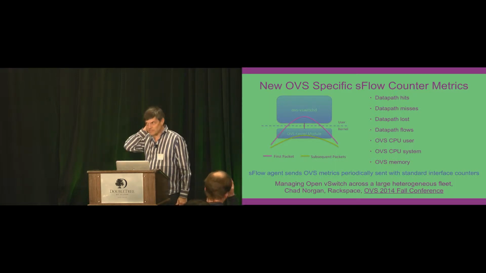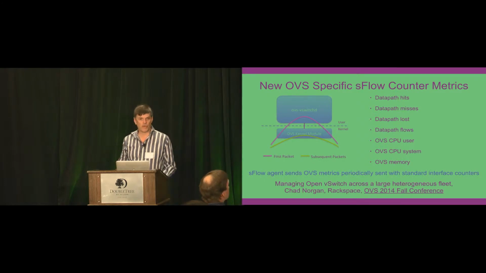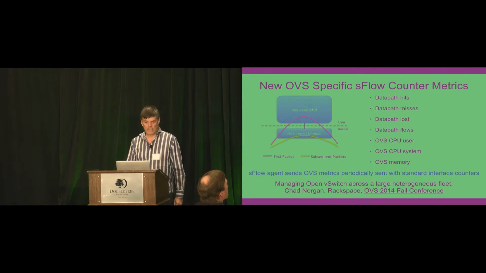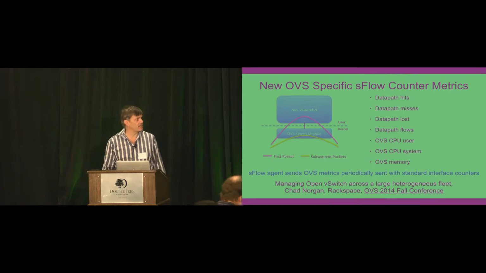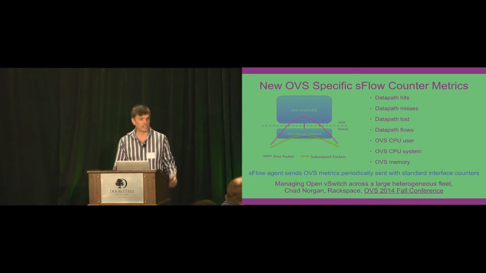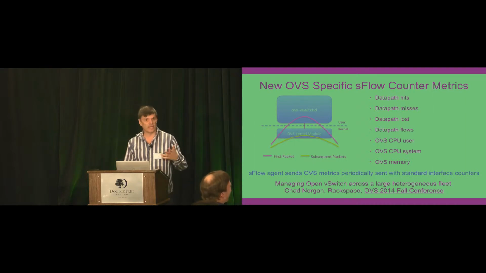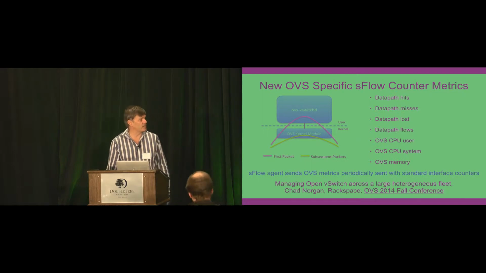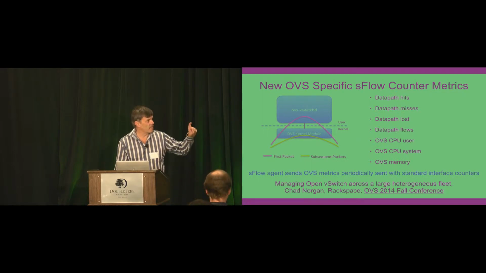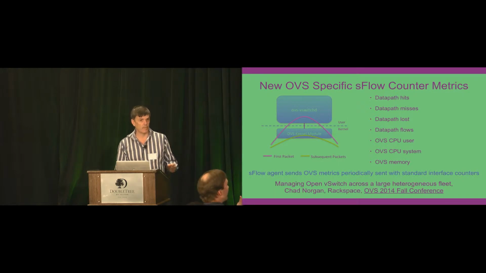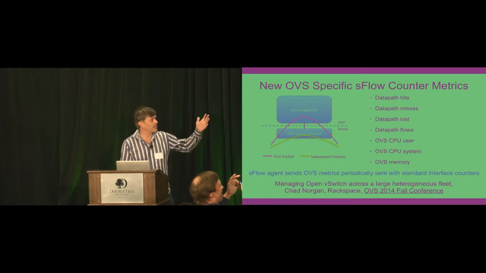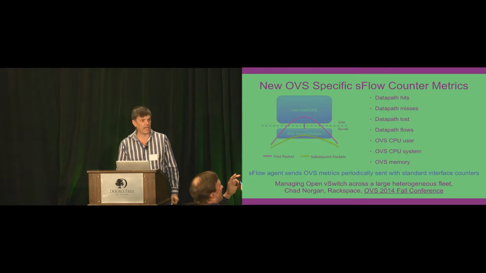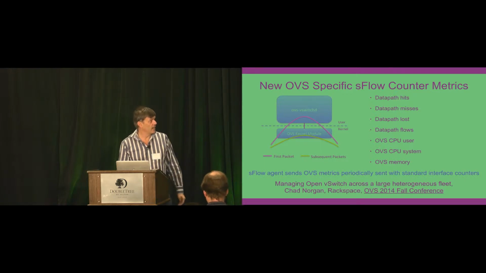Chad Norgan of Rackspace last year gave a really interesting talk about some of the operational considerations of managing a large fleet of Open vSwitch instances. And so some of the counters that he suggested have been added to the SFlow export, and they get exported along with all the other counters, such as interface counters. So the key areas are visibility into the CPU utilization of Open vSwitch, and the other is how effectively the data path cache is working. So what's your cache hit rate? And both of those metrics are really useful to manage to ensure that you're getting optimal performance.